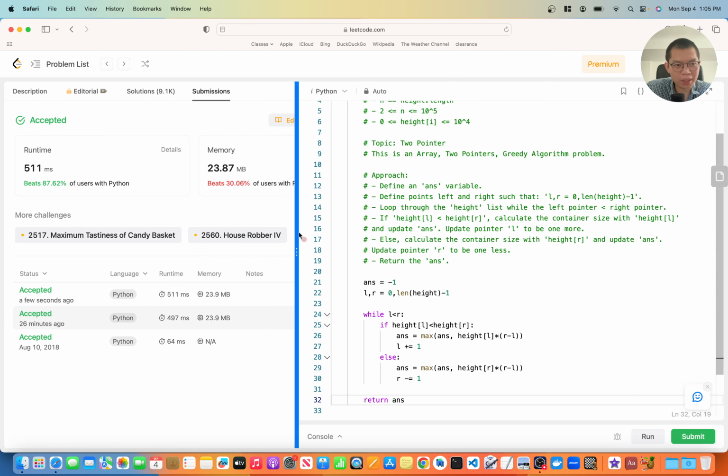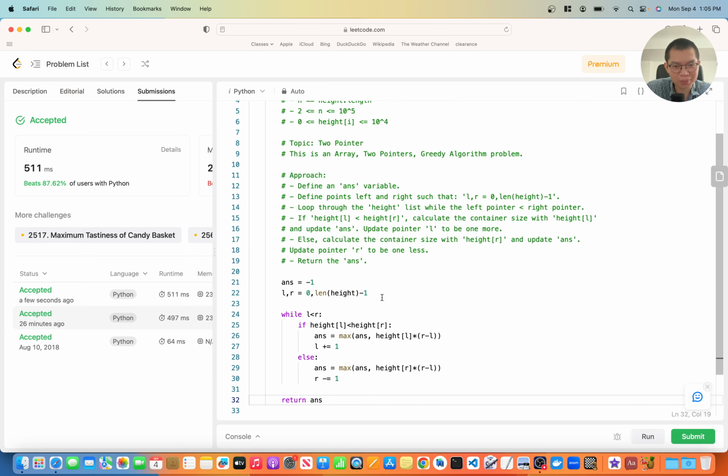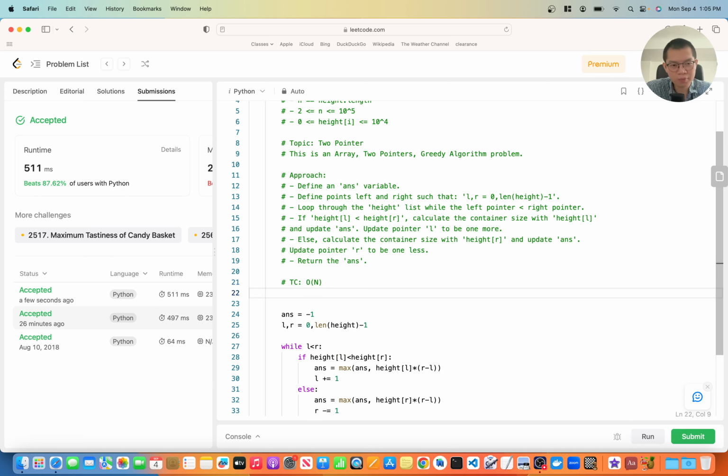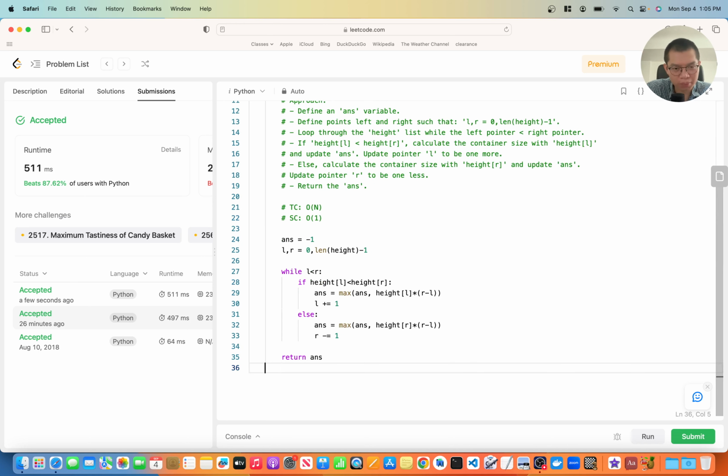Okay, I don't know why the memory is not so good, but hey, we'll take it. Of course, let's go over the time complexity: O of n, because you're traversing the array only once with two pointers. The two pointers are located on each side of the array, the left and the right side. And the space complexity is O of 1, right? You're not defining any new data structures.